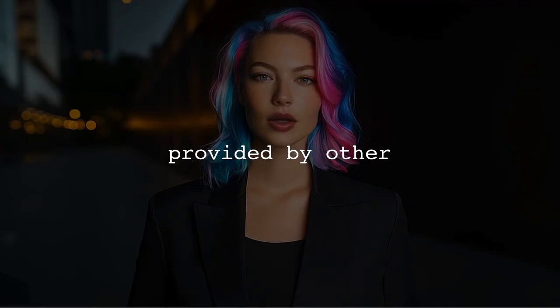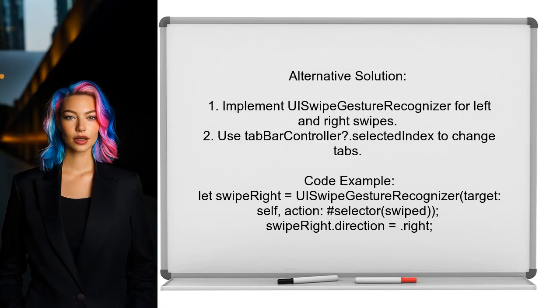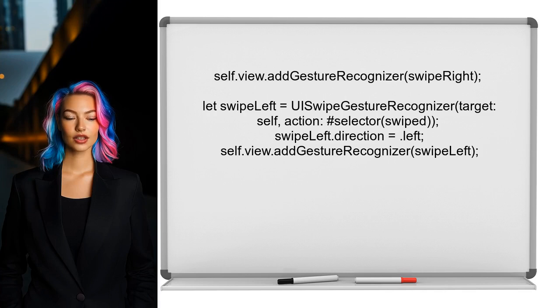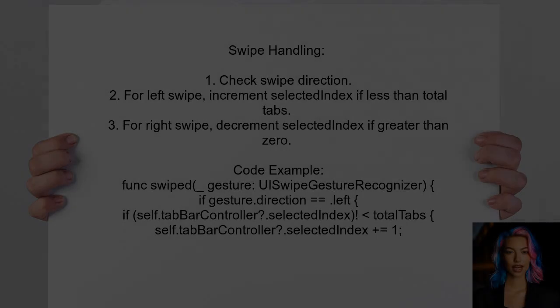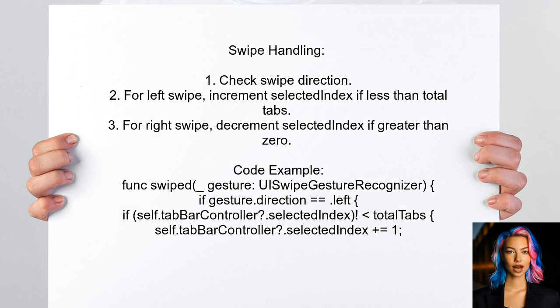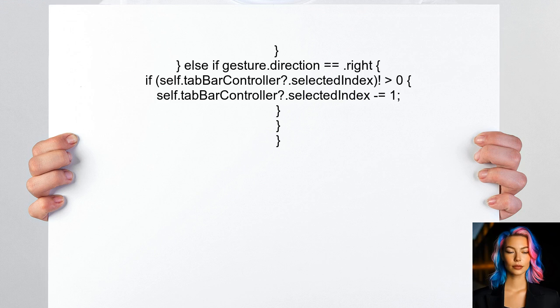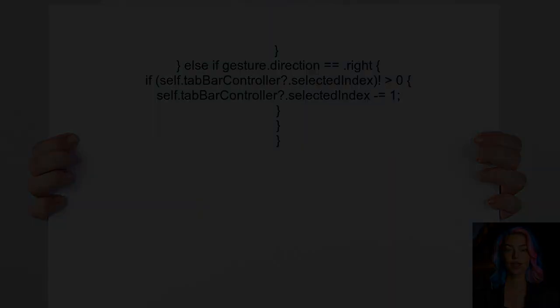Now, let's look at the answers provided by other users. An alternative approach to navigating between tabs using swipe gestures involves implementing UI Swipe Gesture Recognizer for both left and right swipes. The user suggests using the tab bar controller's selected index to switch between tabs. In the swiped function, if the swipe direction is left, the code checks if the current tab index is less than the total number of tabs. If so, it increments the index. For a right swipe, it decrements the index if it's greater than 0.